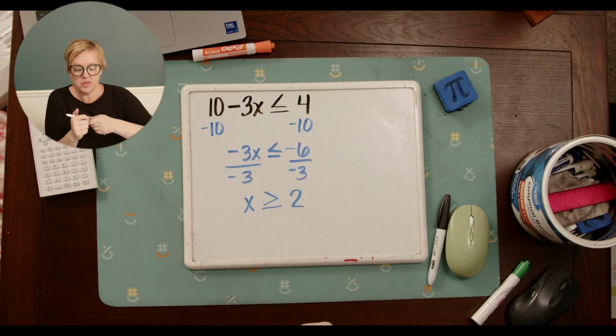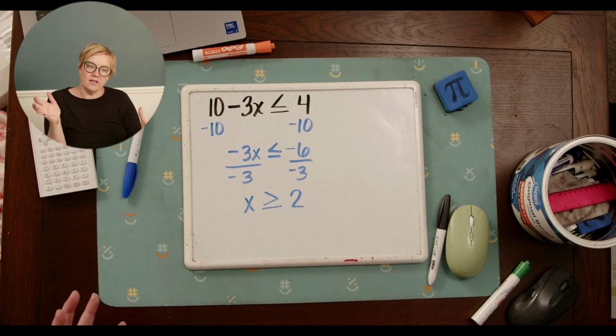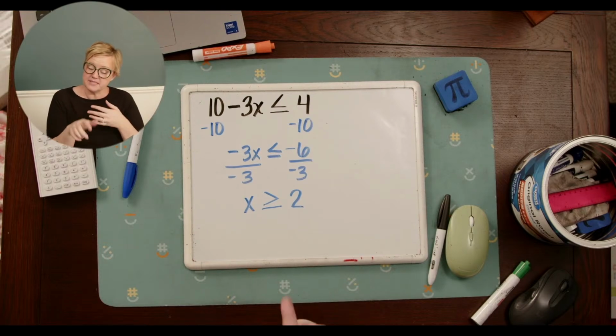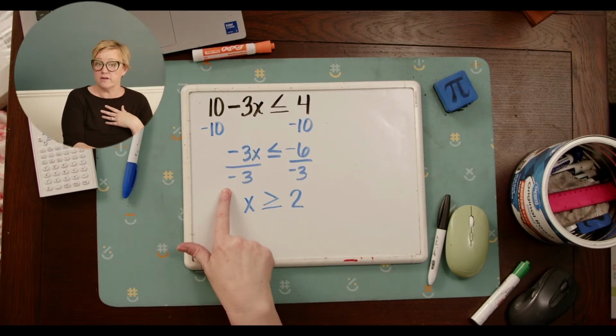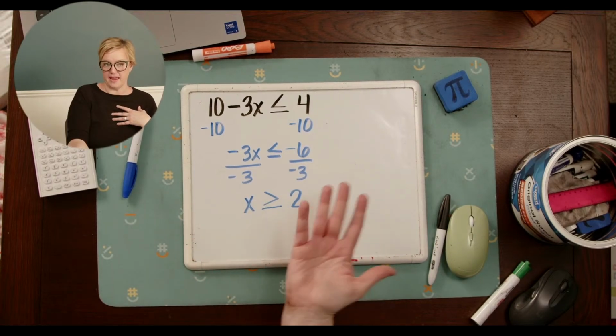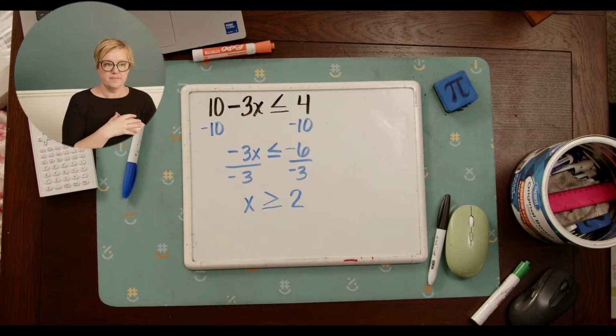Okay, so that is looking at algebraic inequalities in a nutshell. Again, the only two times you need to flip the sign is if you're multiplying or dividing by a negative number, or if you're flipping it over like a pancake, right?